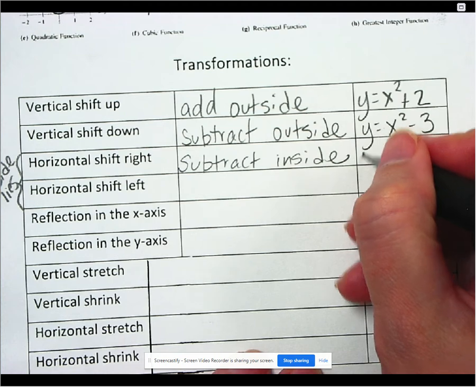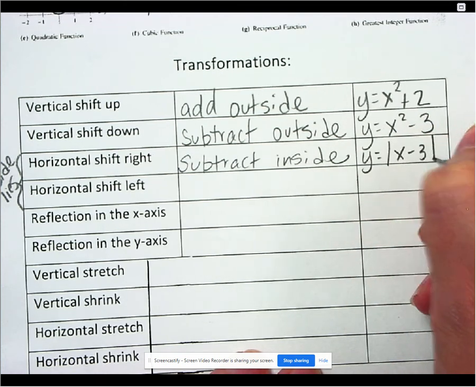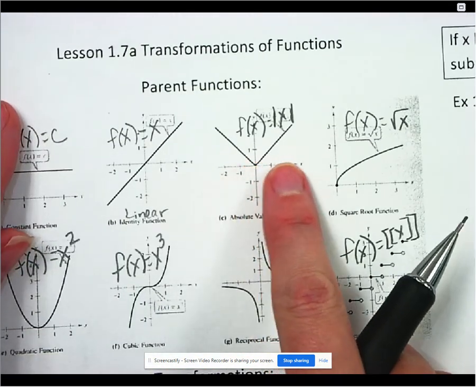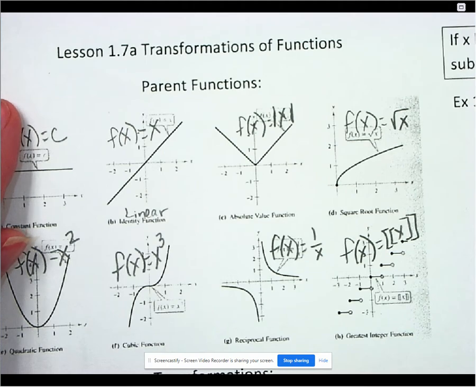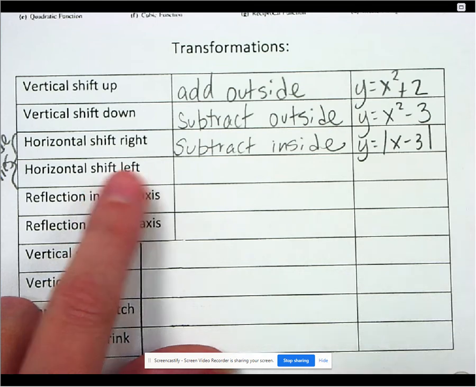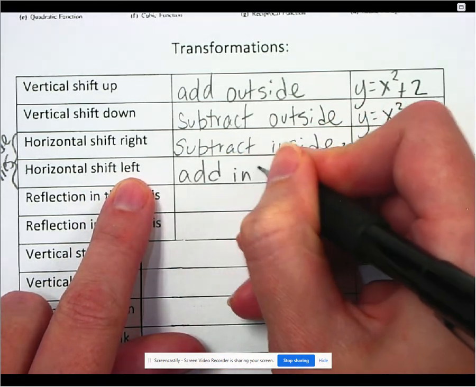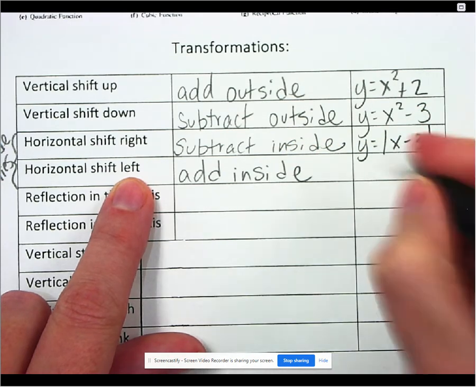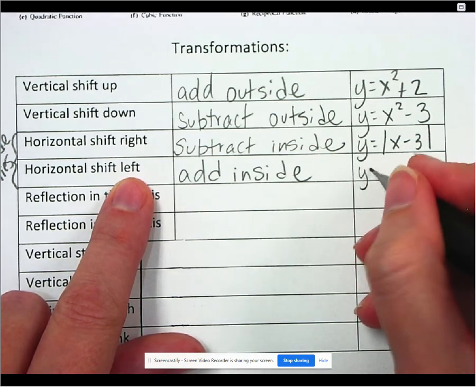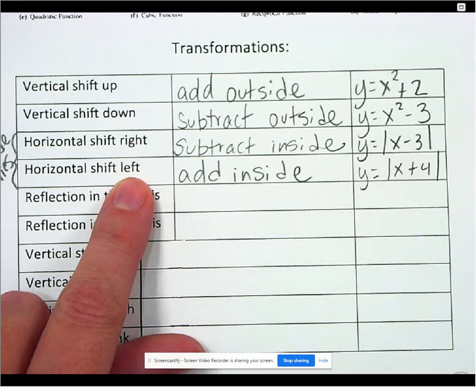An example of that would be y equals the absolute value of x minus 3. That would take this absolute value graph and shift 3 units to the right. A horizontal shift to the left is going to be the opposite of what you would think it would be. You would add on the inside. So y equals the absolute value of x plus 4 will make it shift to the left.